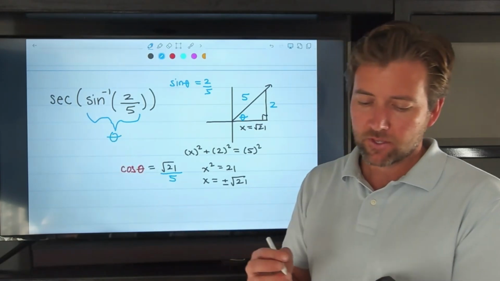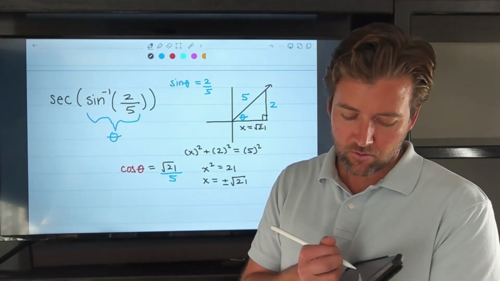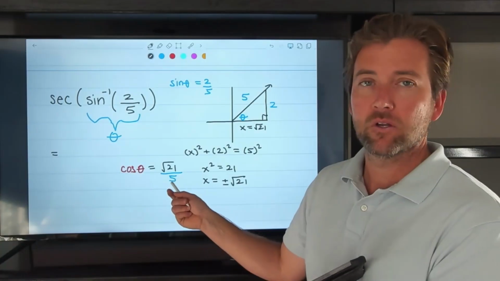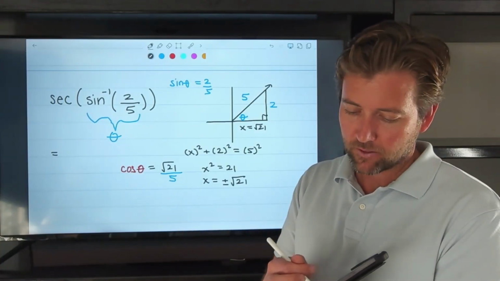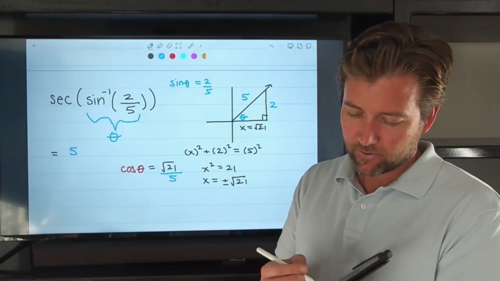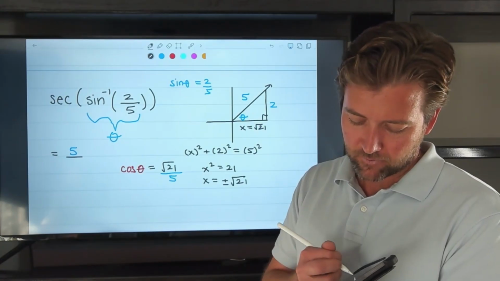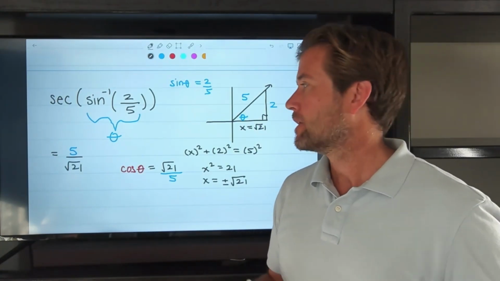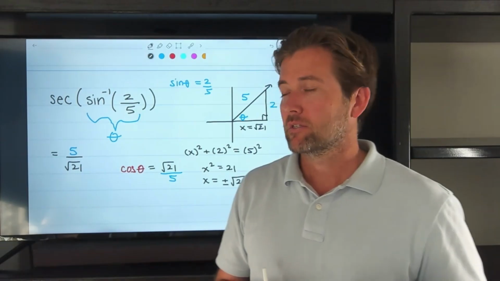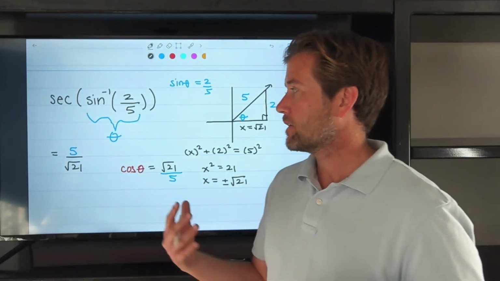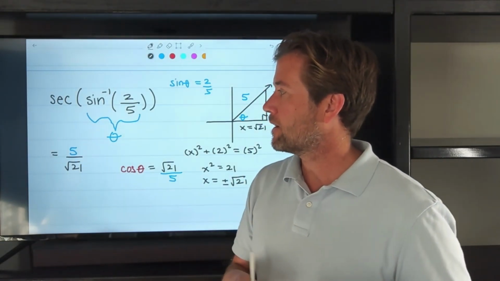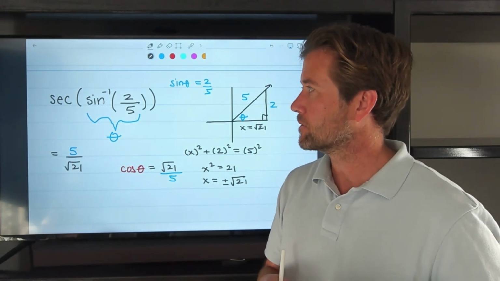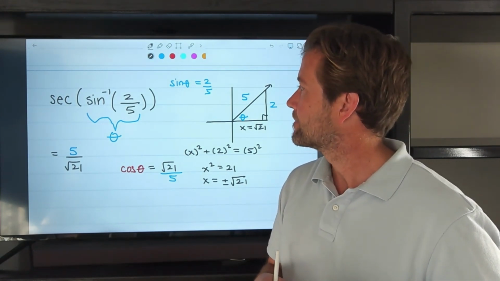Now secant of theta, secant of this angle, we're just going to take the reciprocal of this value, or flip it. So it's 5 divided by the square root of 21. You don't have to rationalize the denominator. If you're in my class, if your teacher wants you to, that'd be 5 times the square root of 21 over 21.